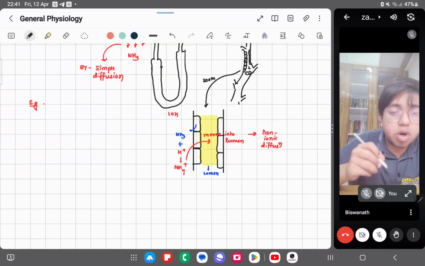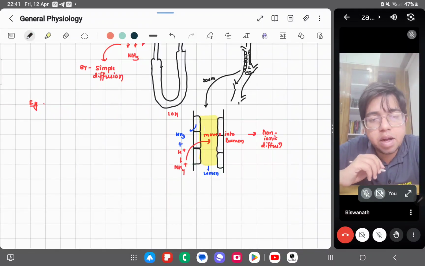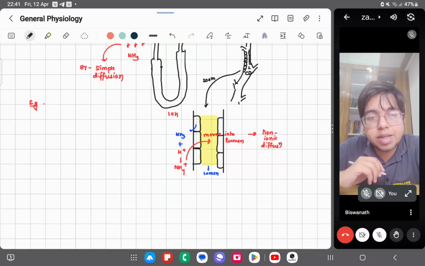It's not much important. If you want to classify, you can classify. It's well and good. It will fetch you more marks if the examiner is impressed. So basically, you can remember these examples.